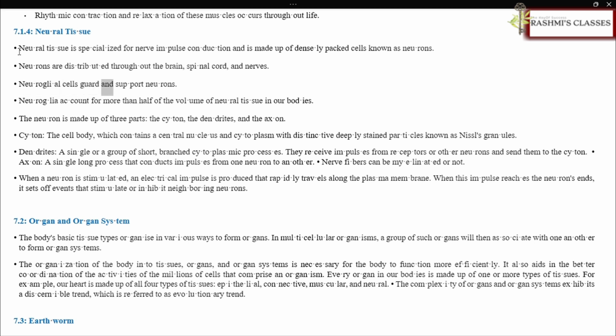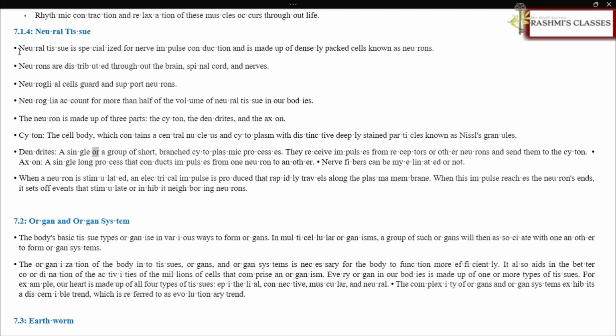Neuroglial cells guard and support neurons. Neuroglia account for more than half of the volume of neural tissue in our bodies. The neuron is made up of three parts: the cyton, the dendrites, and the axon. Cyton, the cell body, which contains a central nucleus and cytoplasm with distinctive deeply stained particles known as Nissl's granules.